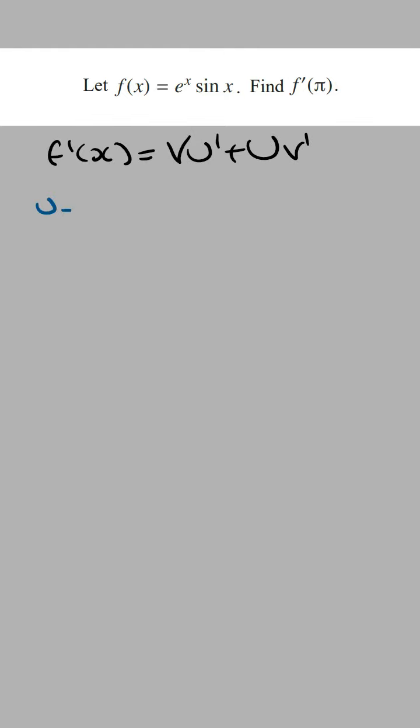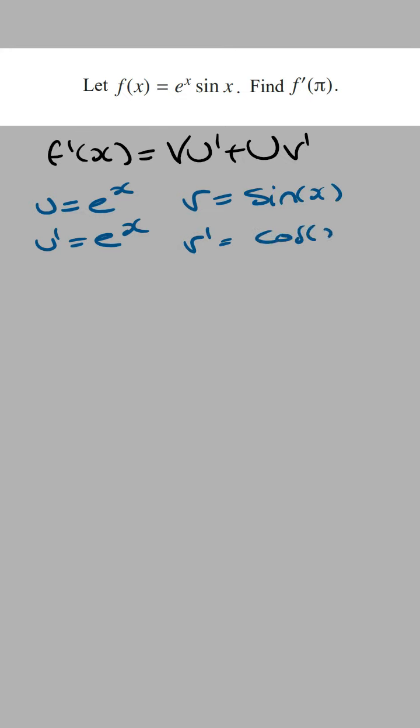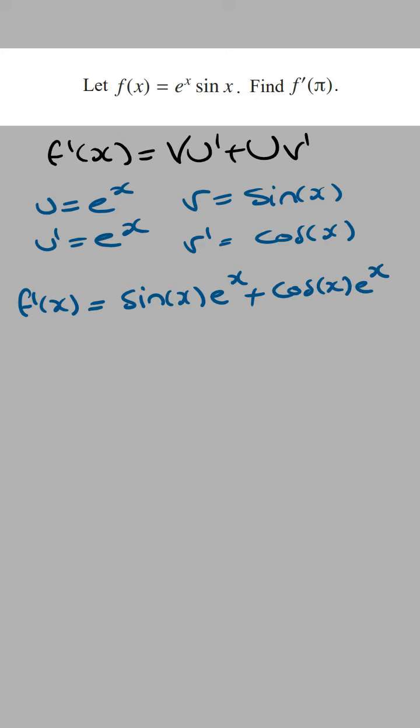And so we're going to let u equal the first function, which is e to the x. Deriving this is going to equal e to the x. v is going to be the second function. This is sine of x. Deriving this is going to equal cos of x. And now subbing this into the formula, we're going to get f dash of x is equal to v times u dash. And so this is going to be sine x times e to the x, and then plus u times v dash, which we can write as cos x times e to the x.